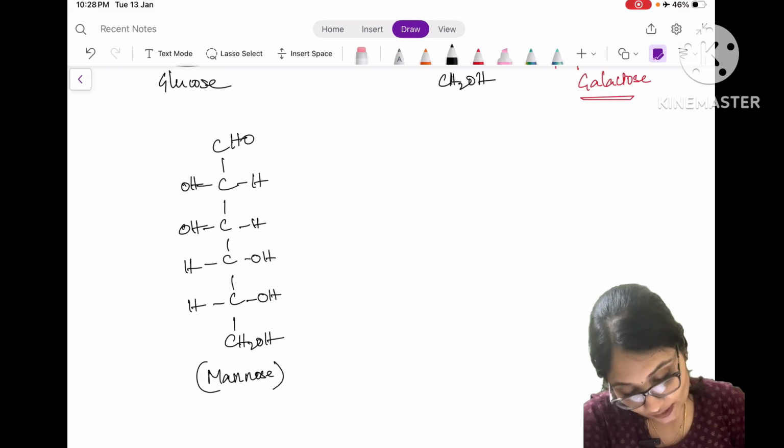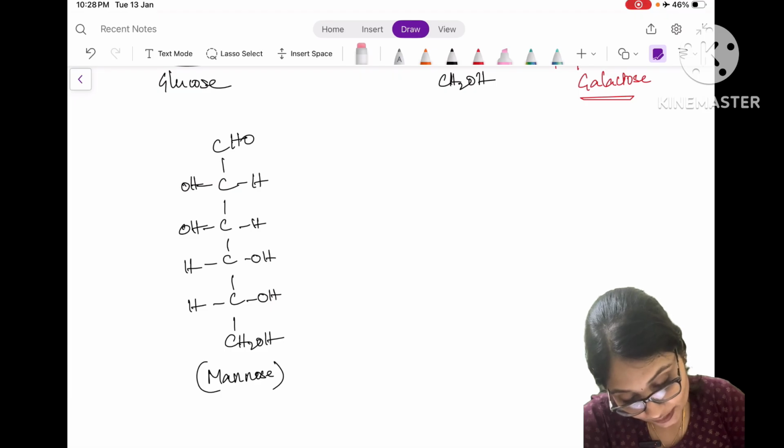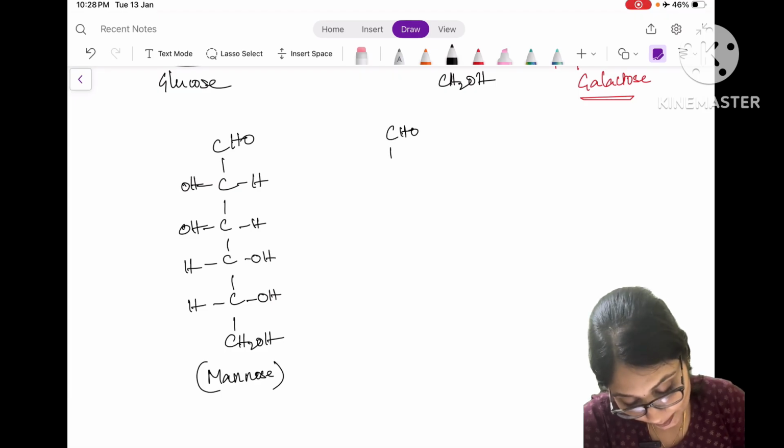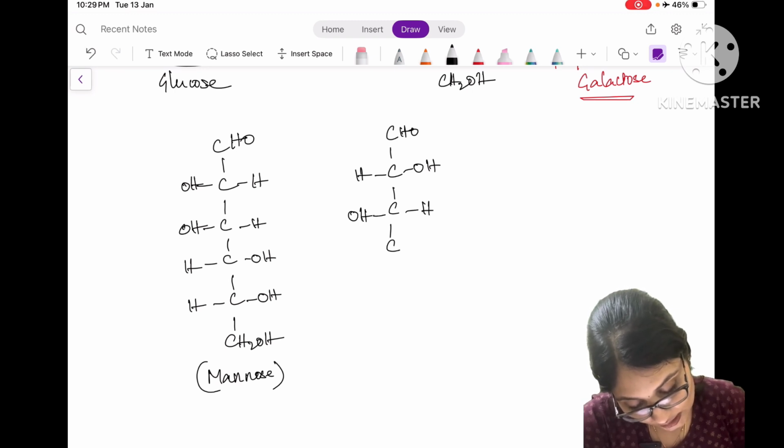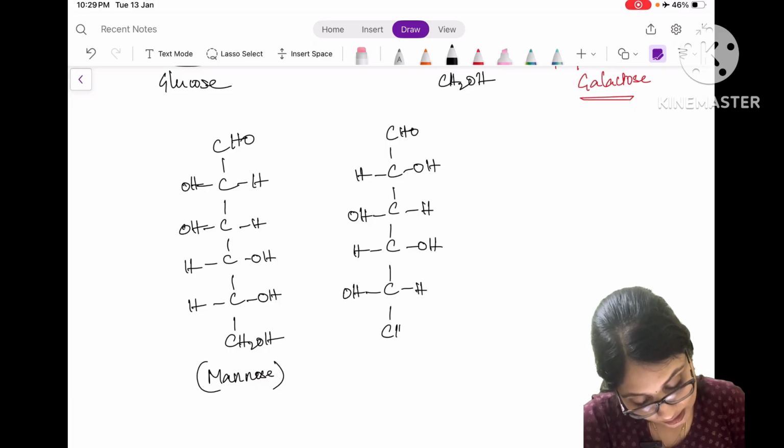Right? So now let me draw galactose. Galactose is the C4 epimer, right? C4 epimer. So CHOH, COH, CHOH, CHOH, COH, CH2OH. So this is your galactose.